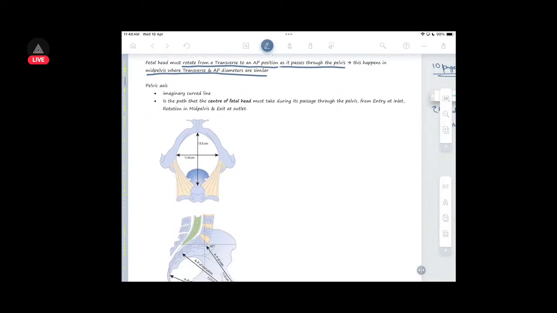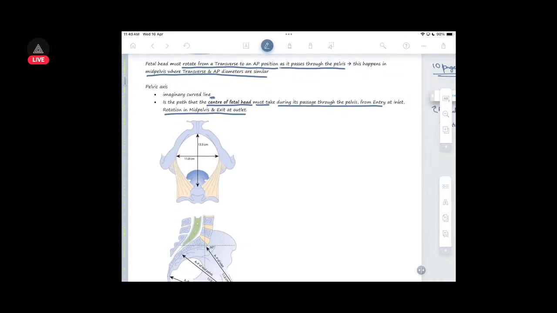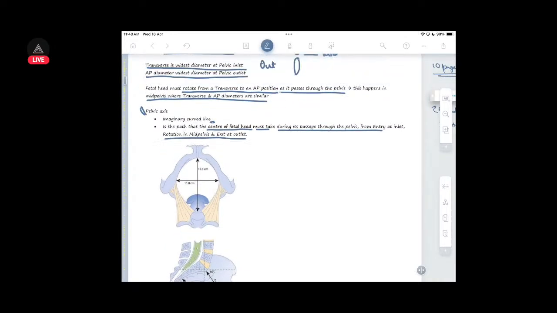The pelvic axis is an imaginary curved line. It is the path that the center of the fetal head must take during its passage through the pelvis, from entry at the inlet to rotation in the mid pelvis and exit at the outlet. That is the pelvic axis.